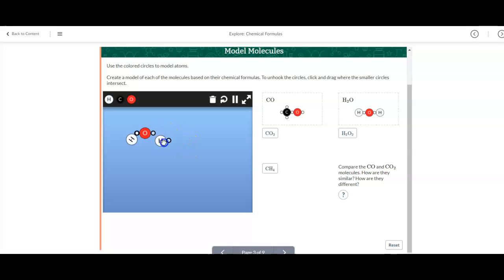Still doesn't look exactly the same. I've got to flip this one as well. So you get the idea of that. There, it's trying to connect to that hydrogen. It keeps running away. So you're just practicing going through together and just building those different molecules so you can kind of see what they look like.